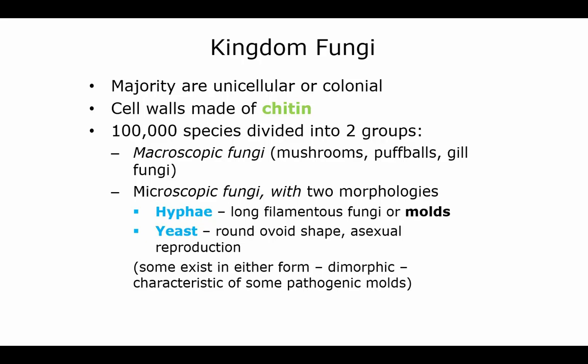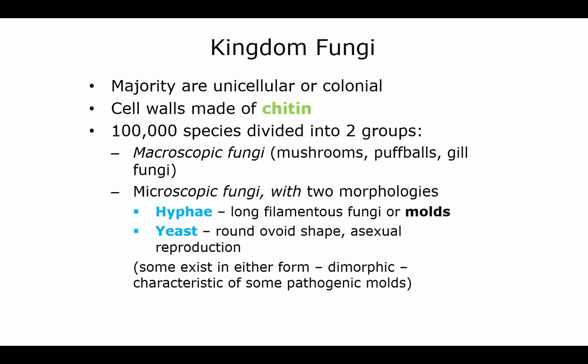Most of the organisms are unicellular. You have some that are colonial and live in groups. The cell walls have chitin in them. And there's over 100,000 species. You've got macroscopic, macro means big, fungi, which is your mushrooms and your puffballs and your gill fungi. And then you've got microscopic fungi.